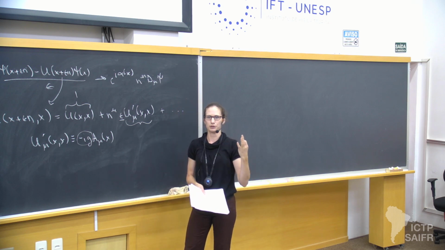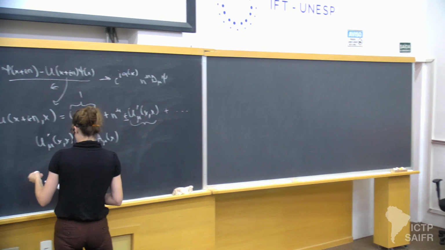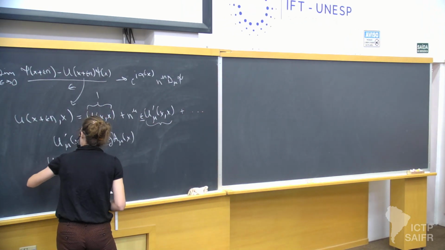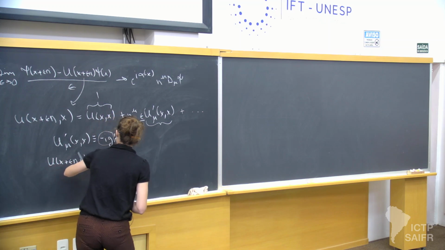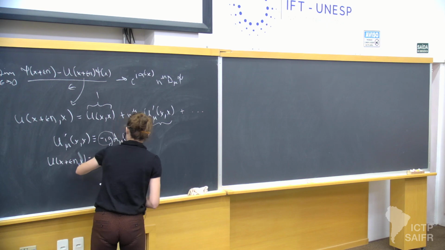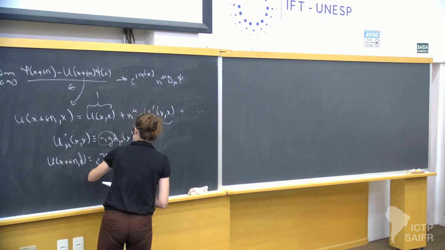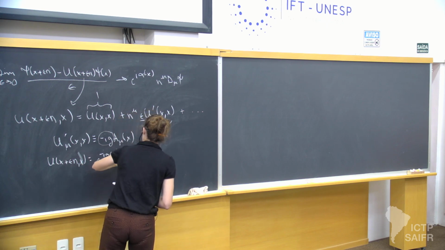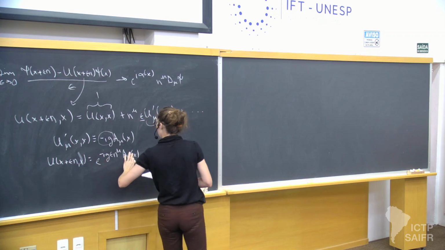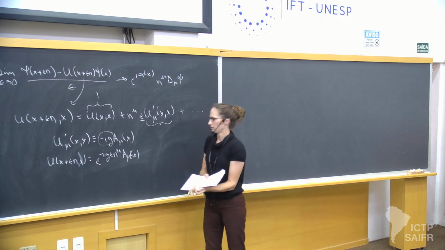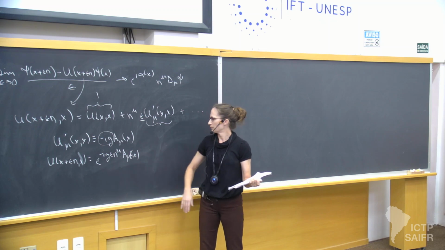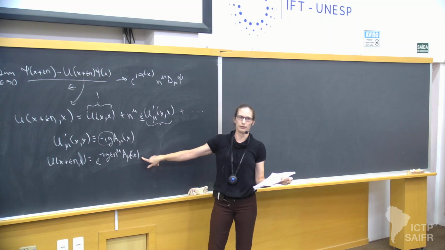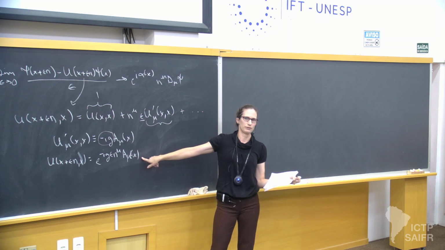So when I expand this thing, I get 1 plus an infinitesimal quantity times some function. I can re-exponentiate this thing. That needs an x. Let's make sure I get everything. And now this looks like some unitary transformation. And it has these fields that depend on x up in the exponent.